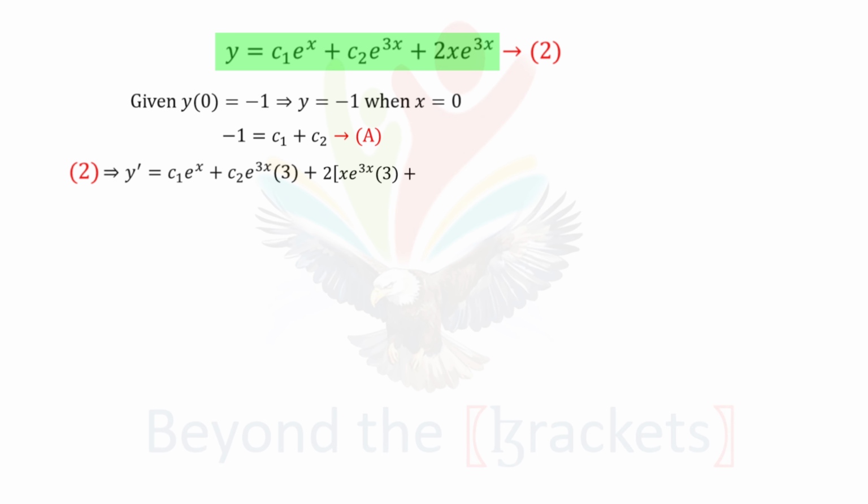Plus e power 3x is the second function, which will be written as it is. Differentiation of x will be 1. Second boundary condition is given as y dash of 0 is equal to 3, which means y dash is equal to 3 when x is equal to 0.